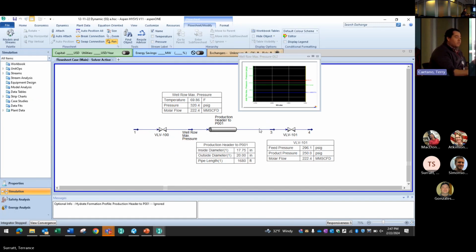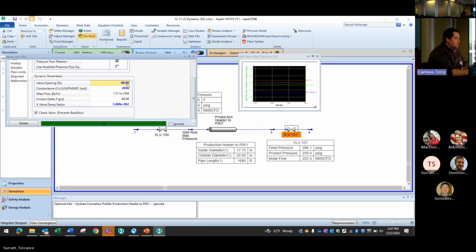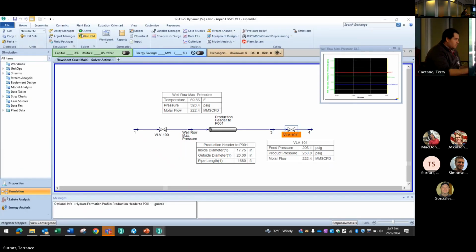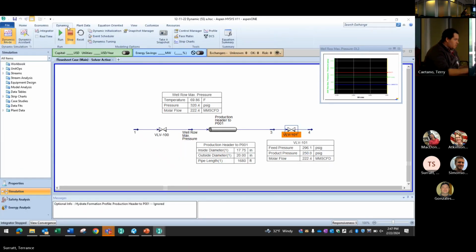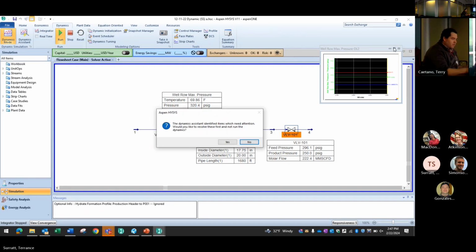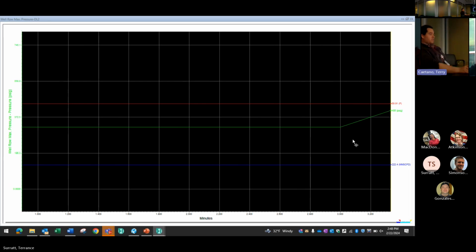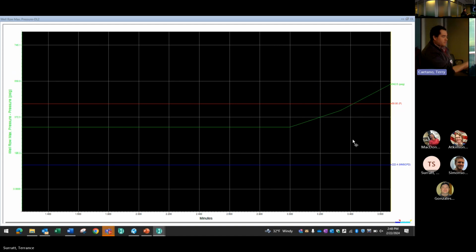And all you need to do once you have it set up is to close this downstream valve. So we'll set that to 0. And be able to watch as the integrator moves forward, and green is what we're going to watch here. Watch as the pressure climbs.